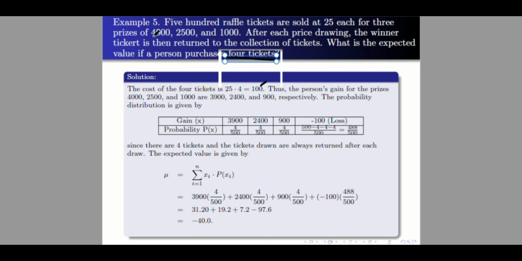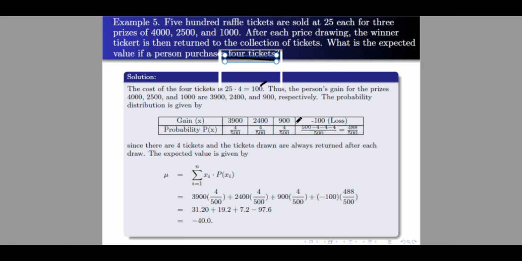Take note, in this particular problem, only one winner will win 4,000, and one winner for each prize. So the probability of winning this prize is only 4 over 500, because there are 500 raffle tickets here and you bought 4 tickets. As well as with this one, since the winning ticket is returned, it is the same. So for 2,500 we have 4 over 500, and for 1,000 we also have 4 over 500.